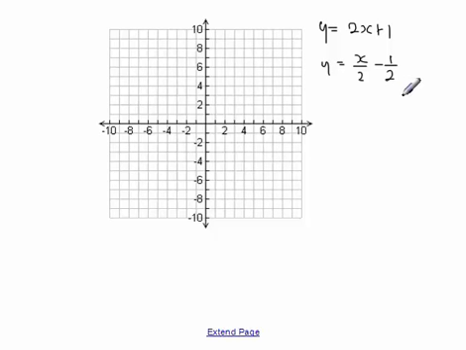Let's plot these functions. This function, the gradient is y2 minus y1 over x2 minus x1, and there is 2 over 1, and the function cuts at 1, which means it's going to be here.